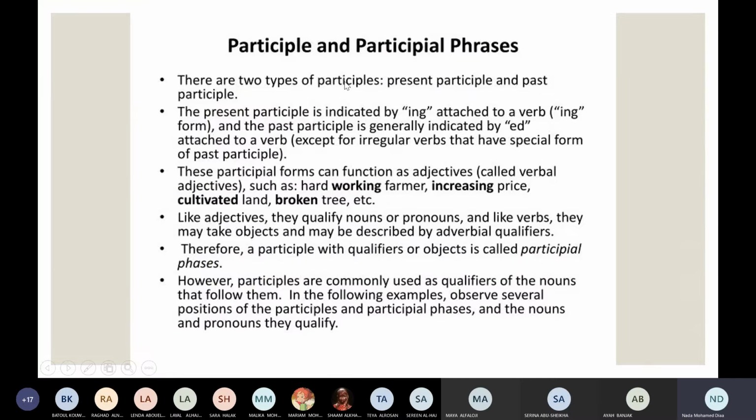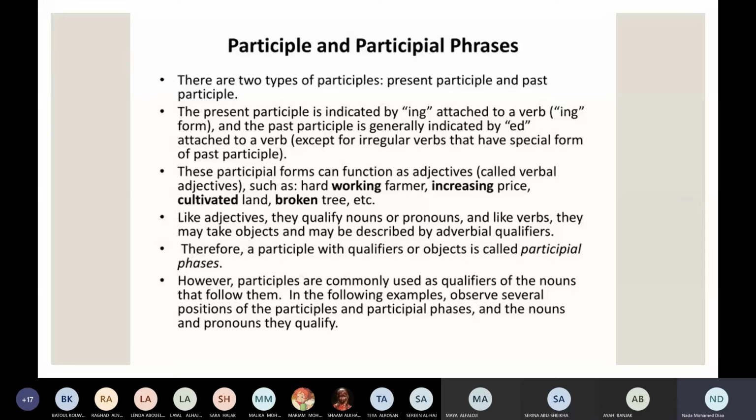Okay, so if we go back here, there are two types of participle, what we've just said: present participle and past participle. The present participle is indicated by ending ing, attached to the verb, and the past participle is generally indicated by ed, attached to a verb, except for irregular verbs, of course, like see, saw, seen, which have a special form of past participle because we take the third form of the verb. These participle forms can function as adjectives.